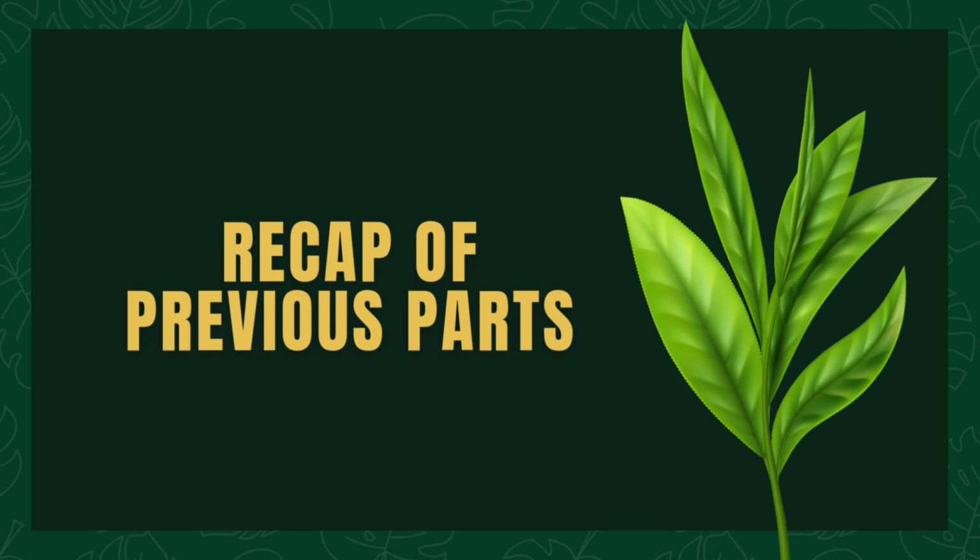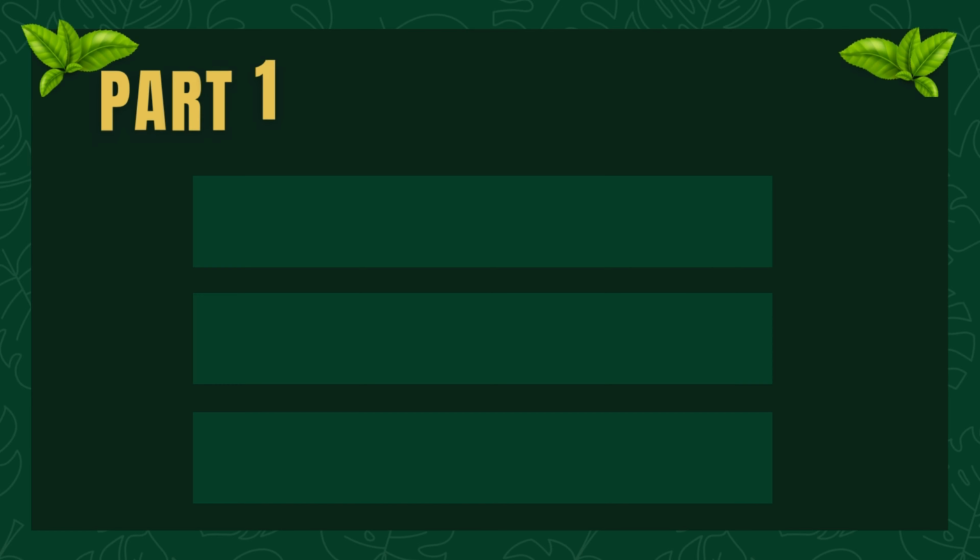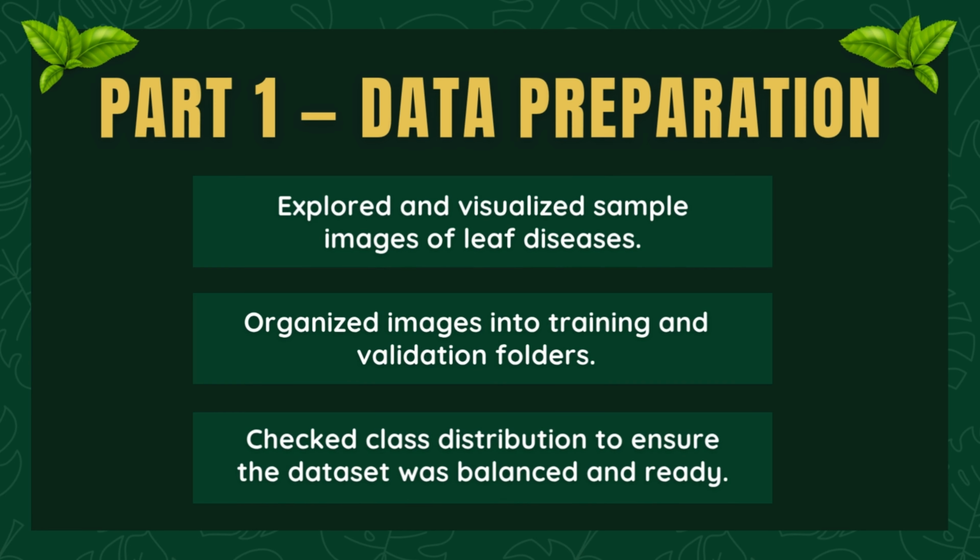Before we jump into training and evaluation, let's do a quick recap of what we've done so far. Part 1: Data preparation. Explored and visualized sample images of leaf diseases. Organized images into training and validation folders. Checked class distribution to ensure the dataset was balanced and ready.